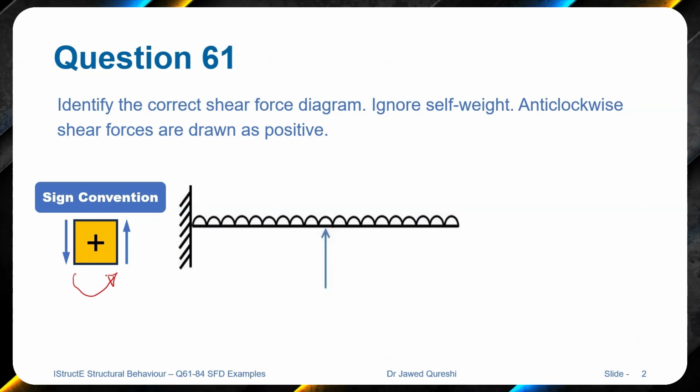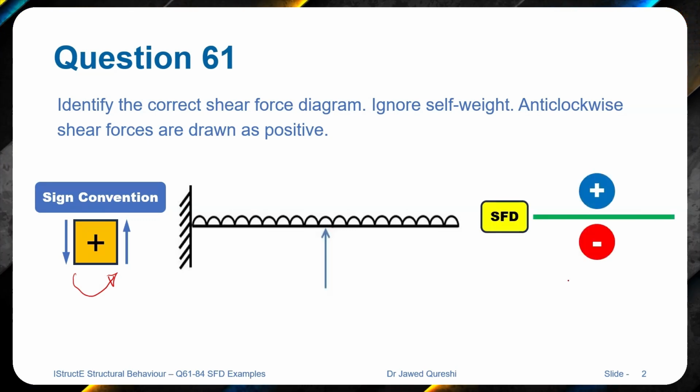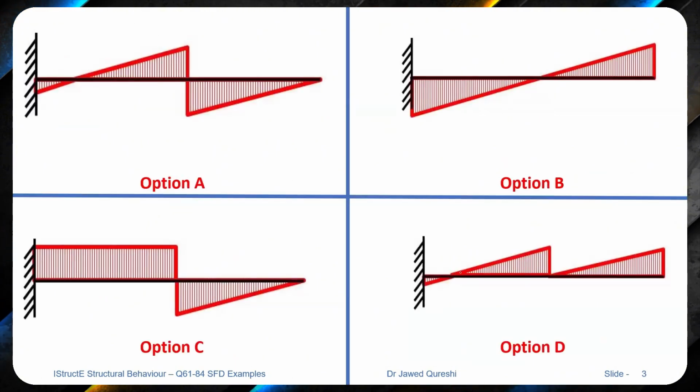But the question is, how do we draw a shear force diagram? This is the sign convention for the shear force diagram. Positive forces, or upward forces from the right side, are drawn on the positive side of the beam. This is the zero axis, and the negative forces are drawn on the downward side of the beam. So remember these 2 sign conventions when we solve this problem. There are 4 options to choose from, and I will use a process of elimination to eliminate certain options.